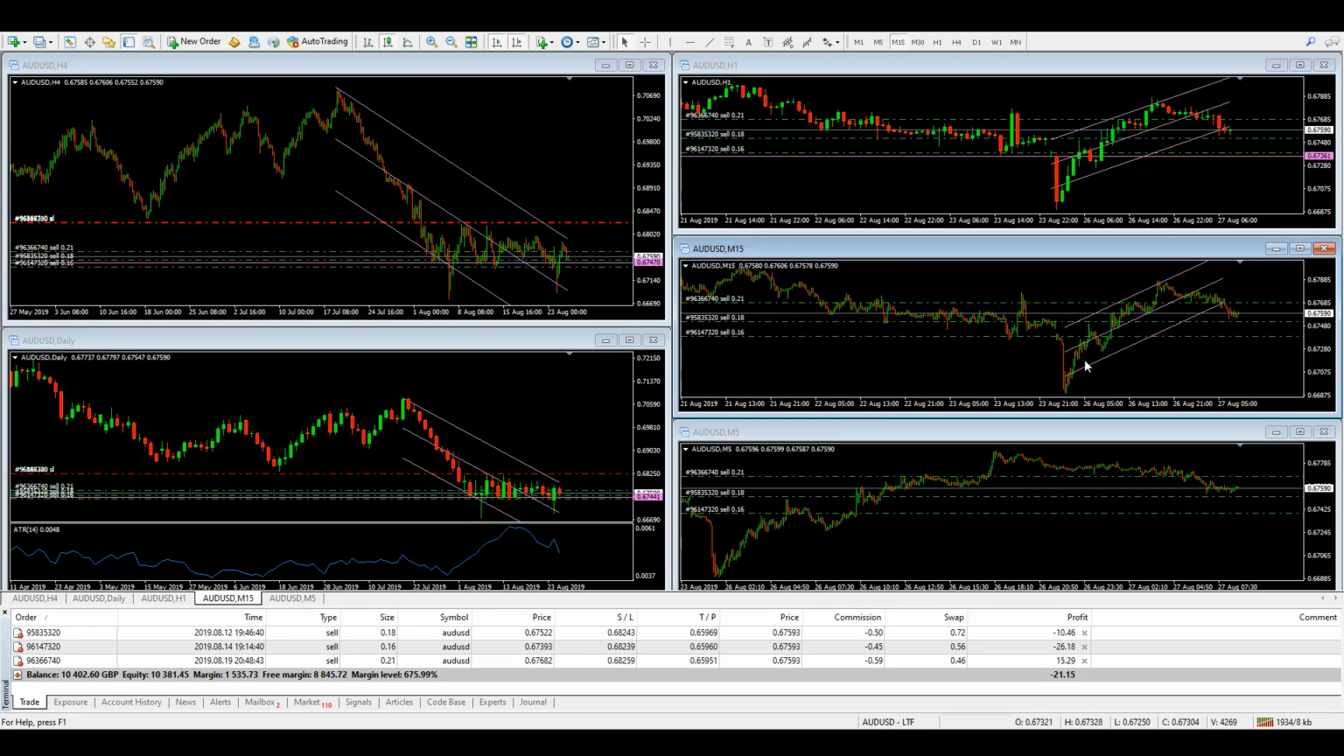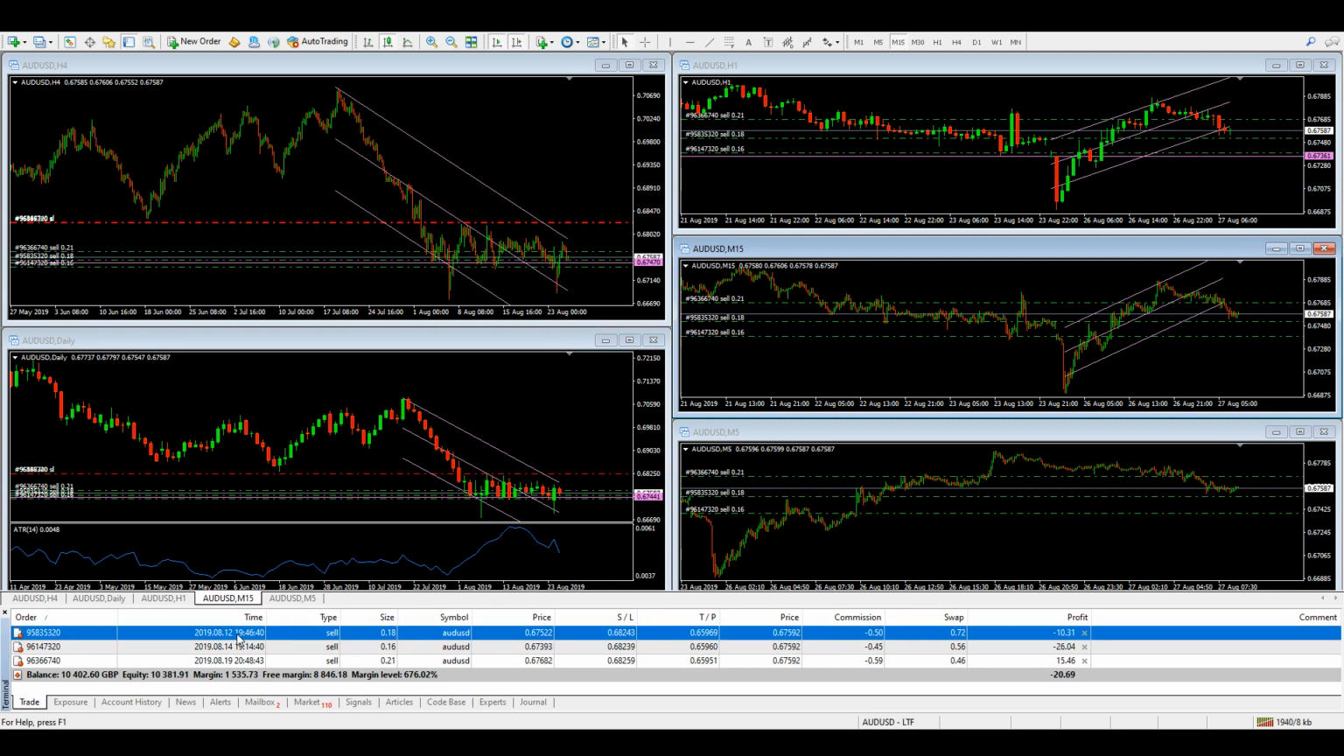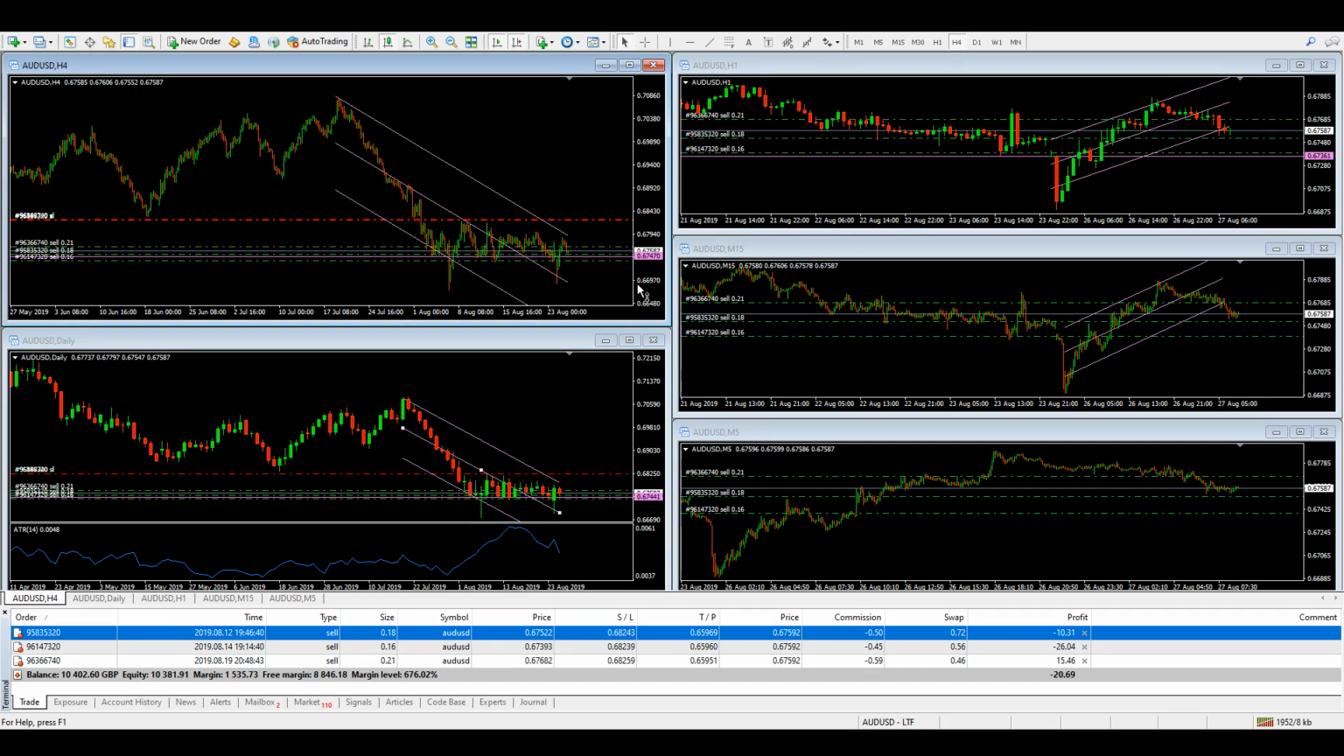And Aussie USD is the one that I'm currently in, still 3%. It's been a few weeks, a few days I've been in on this. My first entry on this was on the 12th, so it's the 27th now. So yeah, it's been a couple of weeks. And this is just one you just need to be patient with. There's no reason to be out of this as of yet. Price action is still doing what I need it to do.